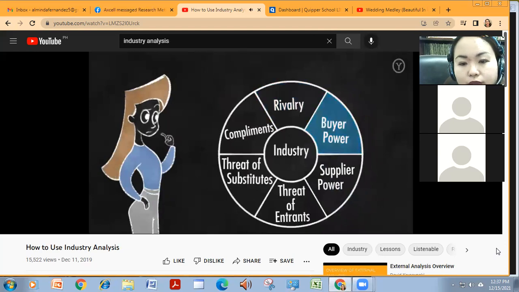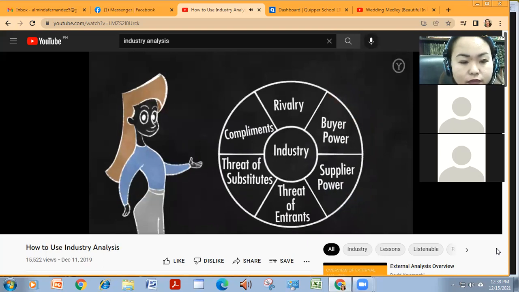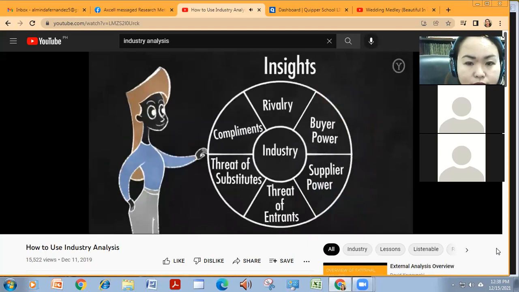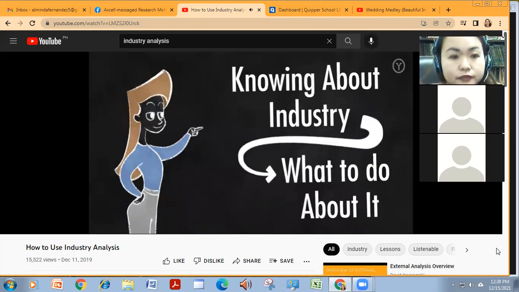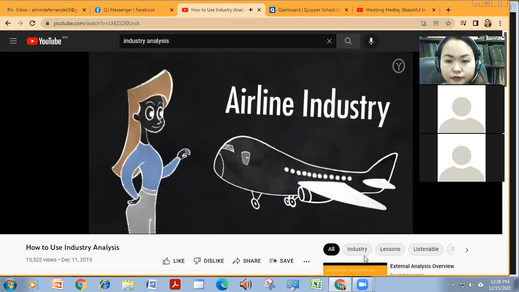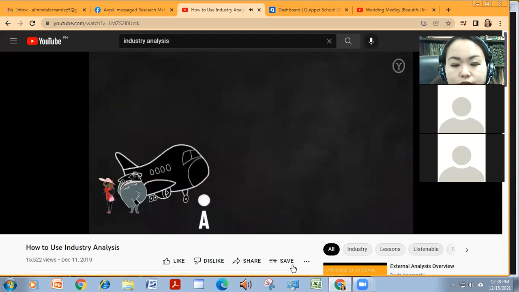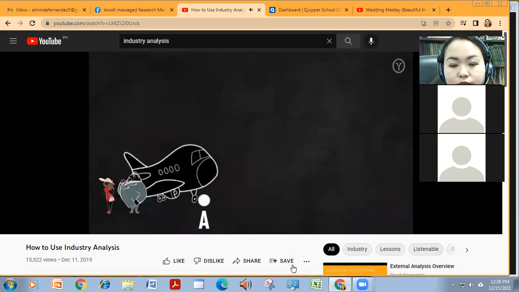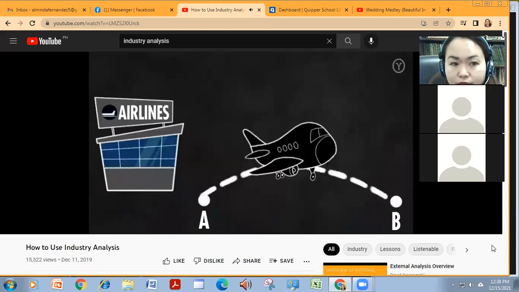Once we understand the 6 competitive forces that shape industry profitability, we can then use the industry analysis framework to generate strategic insights. In other words, we shift from knowing something about the industry to knowing what to do about it. Let's use the example of the airline industry. Buyers are business and personal travel passengers who need to travel from point A to point B as quickly as possible. Buyers hire airlines to fly them where they need to go, quickly and safely.